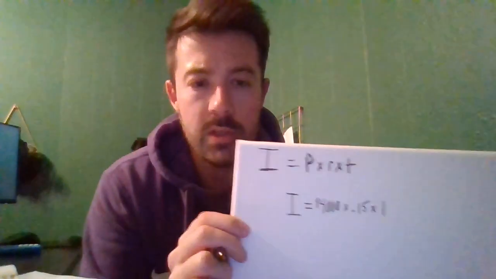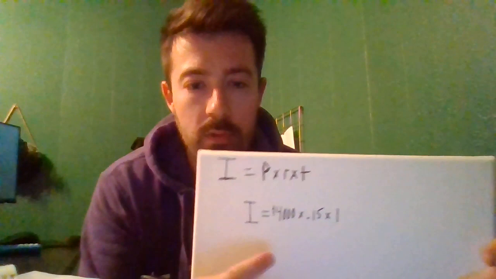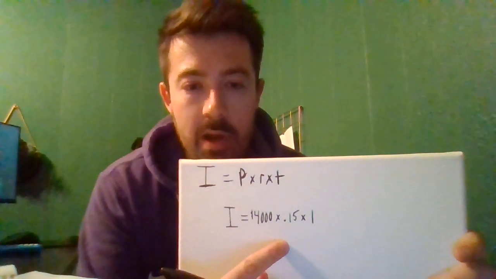So we know the principal is $4,000. That's the amount you're borrowing. So you take that times the rate, which is 15%, and we would put that in decimal form at 0.15. We would take that times the time, which is 1 year, so that is simply 1. So this is the equation we have now: I equals 4,000 times 0.15 times 1.